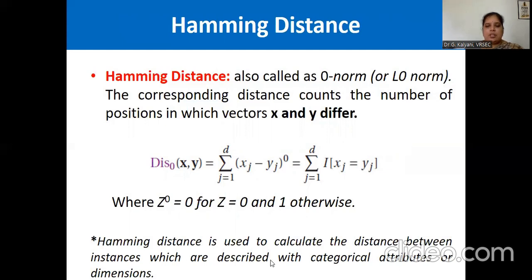And this Hamming distance is generally used to calculate the distance between two instances if the instances are expressed in terms of categorical attributes. So finally, to evaluate the distances, if the instances are expressed in terms of continuous attributes, then we can go either for Euclidean distance, Manhattan or city block distance, or the third one, Chebyshev distance. If your instance space is expressed in terms of categorical attributes, then to calculate the distance between any two instances x and y, you can go for Hamming distance.